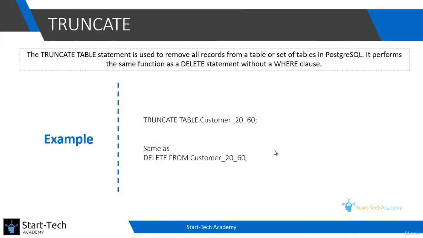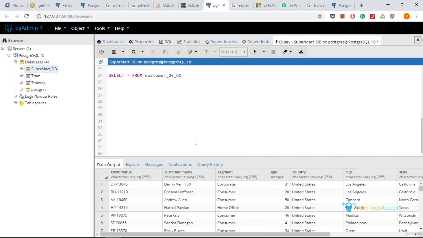As an example, if you want to clear all the contents of the customer_20_60 table that we created earlier, we will write truncate table and mention the table name. This will be same as delete from customer_20_60, but we are using truncate table because truncate table performs better than delete operation. The advantages of truncate table will also be discussed in the performance tuning section of this course. And now let us go and write this query in pgAdmin.